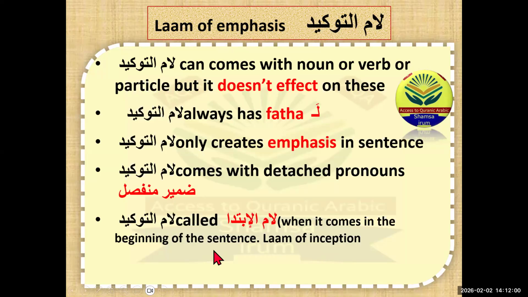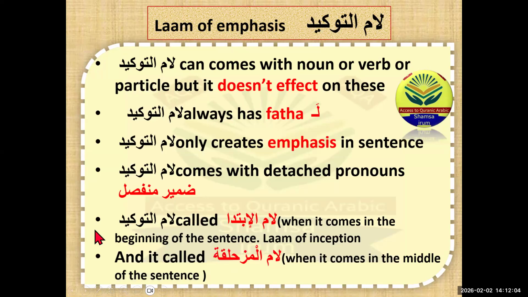Now the fifth one: the Laam of tauqeed is called Laam al ibtida when it comes at the beginning of the sentence, meaning Laam of inception. And the Laam of tauqeed is also called Laam of muzahlaqa when it comes in the middle of the sentence. It means the Laam of tauqeed can come at the beginning of the sentence or in the middle of the sentence. It depends on the situation, and I will explain when it comes at the beginning and the reason why it comes in the middle of the sentence. I will explain each and everything in detail, inshallah ta'ala, and in a very interesting way. I hope you will like it.